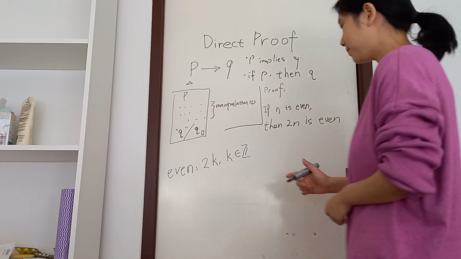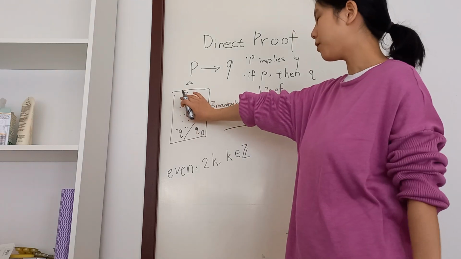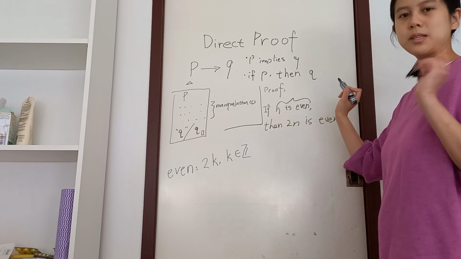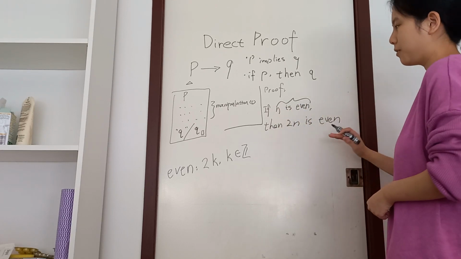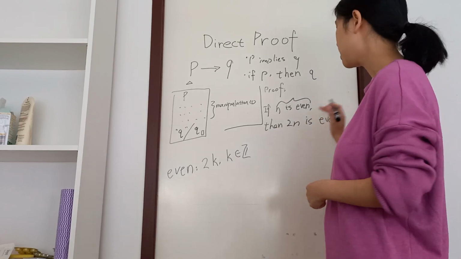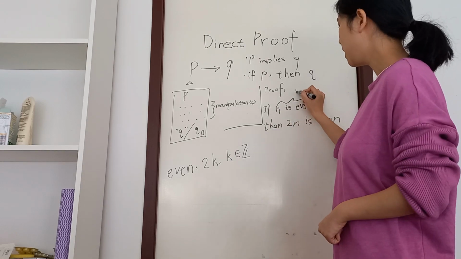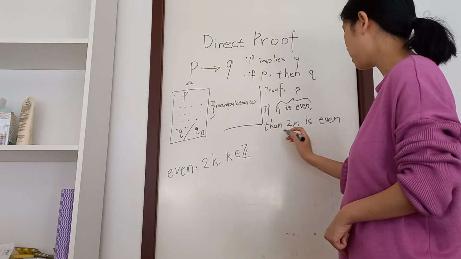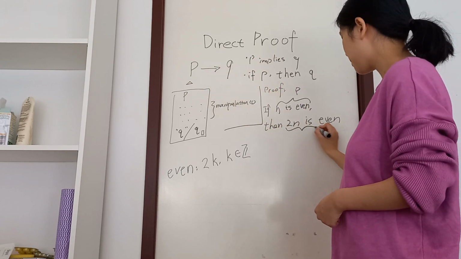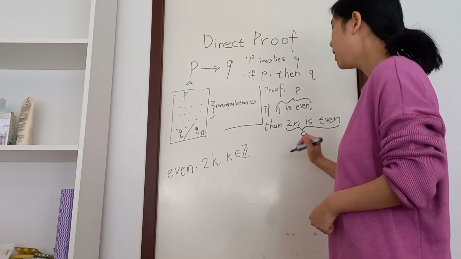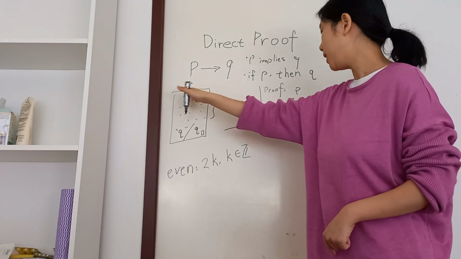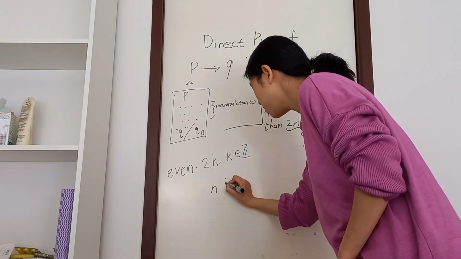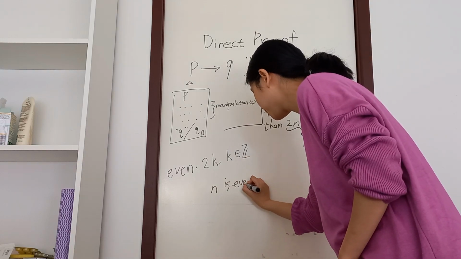Now let's start. Sorry, I missed one step. We need to identify P and Q first, but it's very easy and obvious in this case. In this case, P is just n is even. Then Q, what is Q? Q is the statement that 2n is even. Now let's follow the steps. We start from P. We write out n is even.